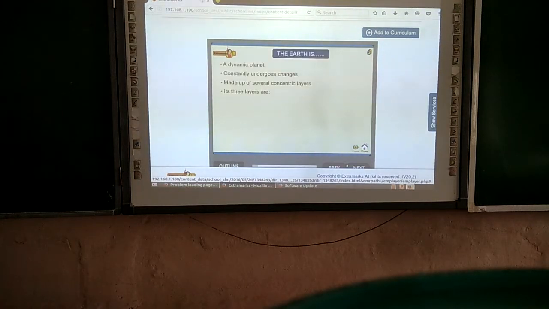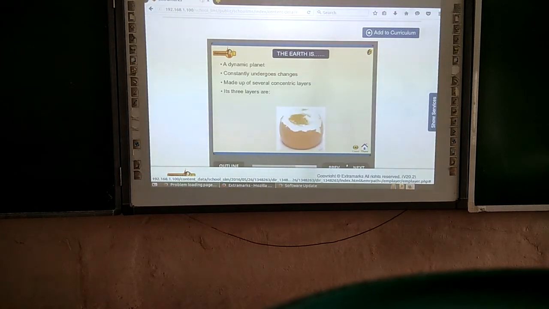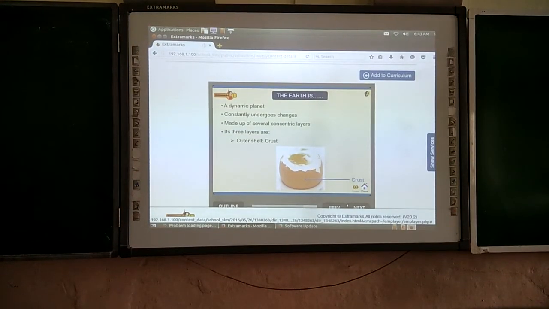The earth is a dynamic planet. It constantly undergoes changes. It is made up of several concentric layers. Its three layers are the outer shell, crust; the middle shell, mantle; and the inner shell, core.